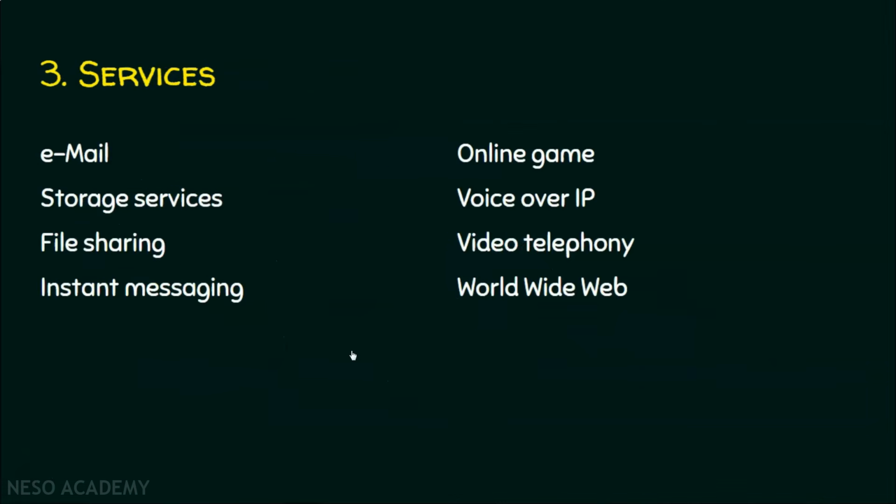We will now see the third component of a computer network, services. We use computer network for sending mails or receiving mails, storing our data in a remote computer. Google Drive is an example for storage. We can share files using computer network. We can send instant messaging like WhatsApp using computer network. We can play online games using computer networks. We can make voice calls using voice over IP. We can also do video calls or video conferencing using video telephony. And we can also use computer network for surfing internet, that is accessing websites.